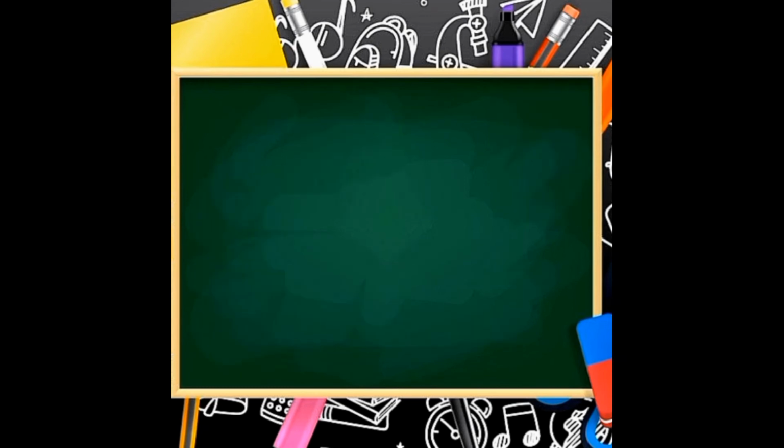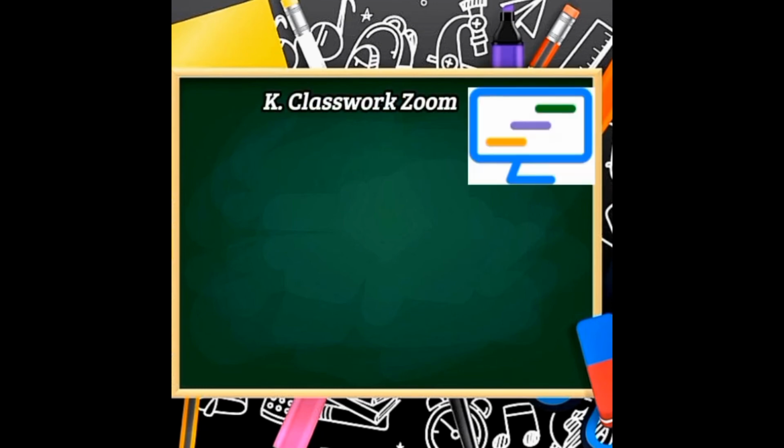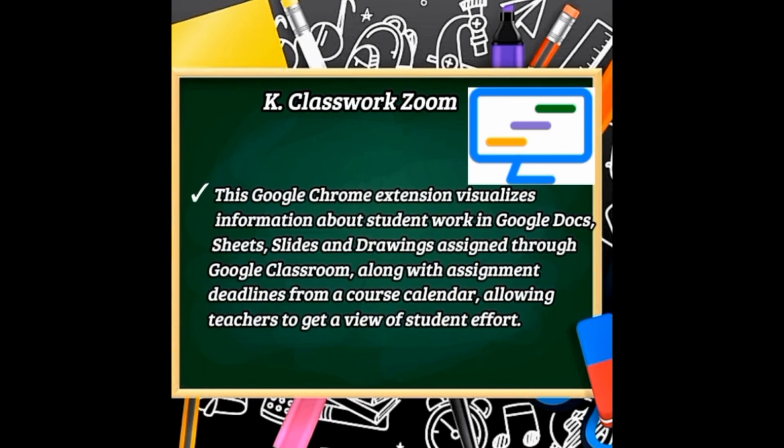Okay, so the last productivity software for the classroom is Classwork Zoom. This Google Chrome extension visualizes information about student work in Google Docs, Sheets, Slides, and Drawings assigned through Google Classroom, along with assignment deadlines from a course calendar, allowing teachers to get a view of student effort. Zoom is an easy-to-use video conferencing program that allows for multiple participants, audio and video sharing, screen sharing, working on a whiteboard, and recording.